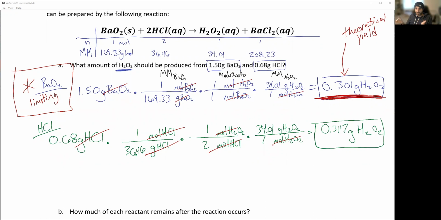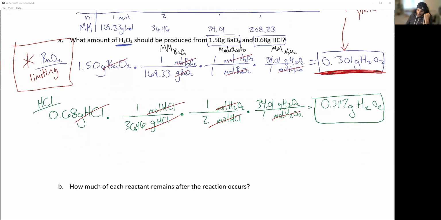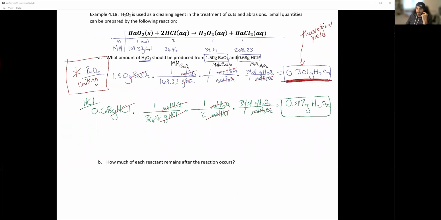It looks like most of the HCl is going to react, but there is going to be a bit of it left over. So now we have to figure out how much HCl remains unreacted. The second part of this is, I know that at the end of this I'm going to have 0 grams of barium peroxide. The result of the reaction equals 0 grams of BaO2. I know that because it's the limiting reactant, we should have nothing left.